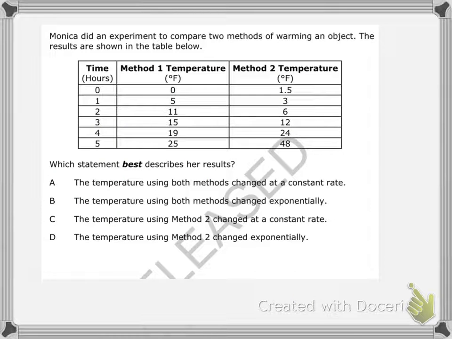Alright, so just an example that was in the released testing version for EOC in previous years. It says Monica did an experiment to compare 2 methods of warming an object. The results are shown in the table below. So I have method 1, the time, and method 2. So I'm just going to highlight to make it easier to see. So this is method 1 that we're going to wind up comparing. And then this is going to be method 2 that we're going to compare.